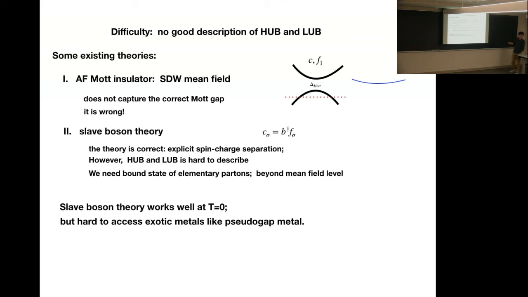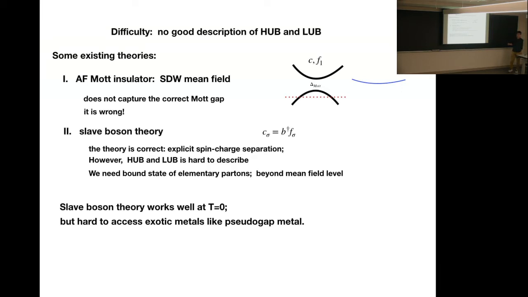There is a more sophisticated theory. So this theory should be correct. It's called the slave boson theory. It's quite a popular theory. Actually, if you look at the literature of cuprates, you will find this is the dominant theory. So what is the philosophy of this theory? The philosophy is that in the model state, you have a spin charge separation. And in this slave boson theory, you implement the spin charge separation ahead. You write the electron as B and F. You count B as the holon, it carries charge but no spin. F as the spinon, it carries spin but no charge. The spin and charge are really separate.